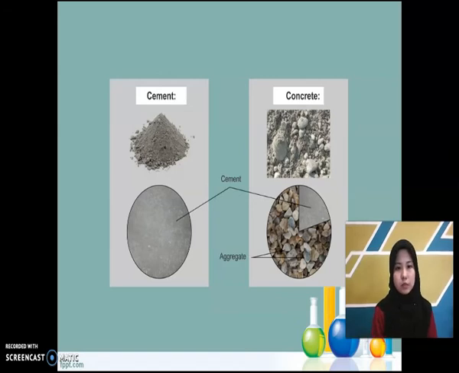This is the picture or the comparison between cement and concrete. We can see the cement part. Cement part is actually just like a powder, a silver powder. And the concrete, the texture is a bit rough because it contains aggregates such as sand and stones. This aggregate will be combined with cement and also water to form concrete.